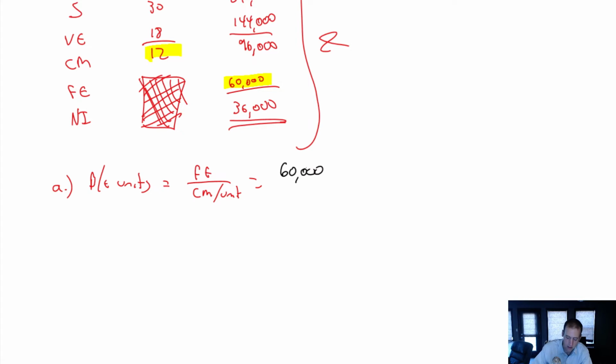Oh, I forgot I was doing this all in red pen. Switch to my black pen. Let's switch back to red.